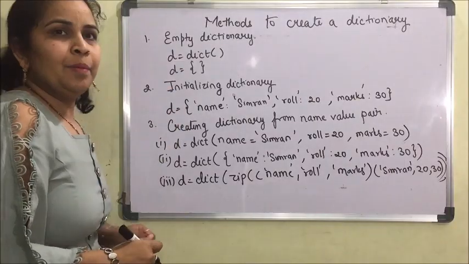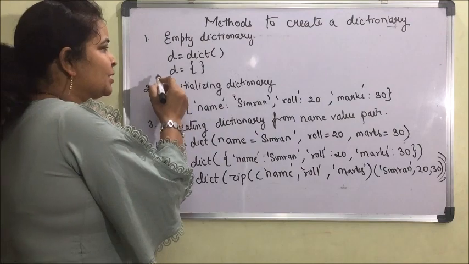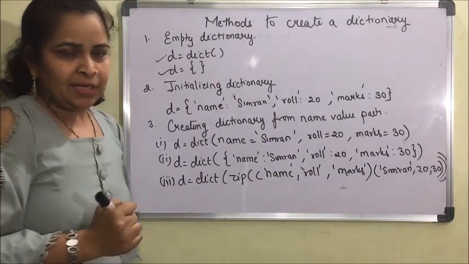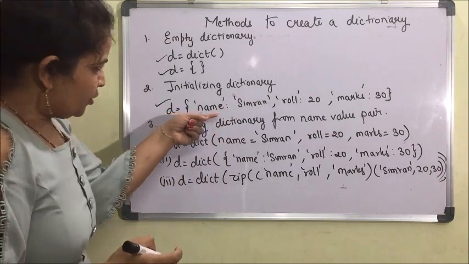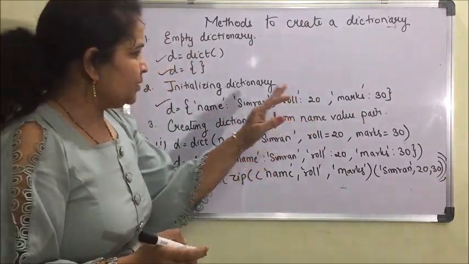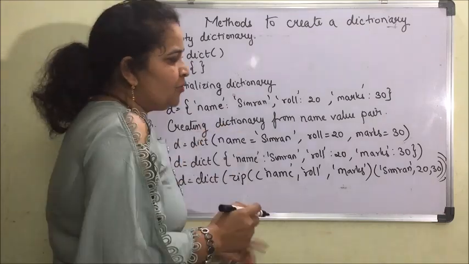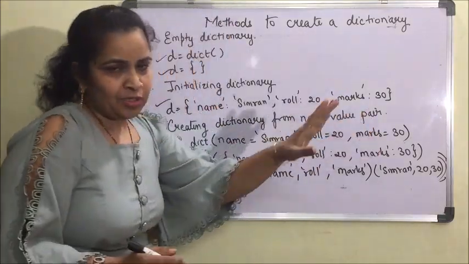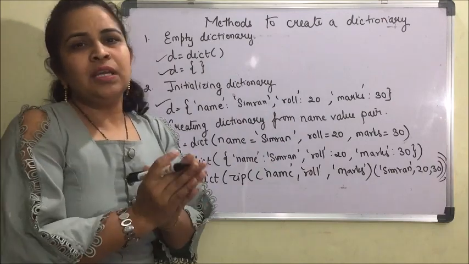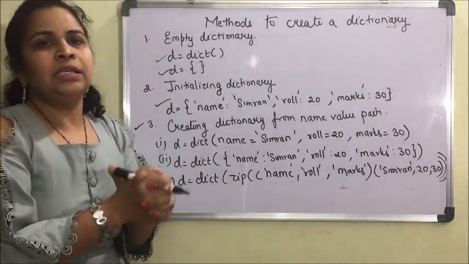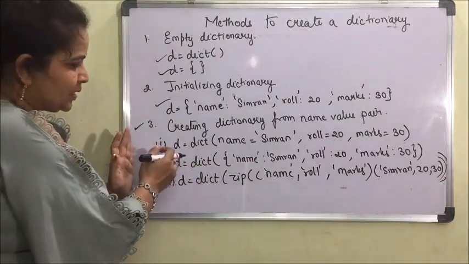So these are the different methods by which we can create a dictionary. The first method I have already explained, to create an empty dictionary. The second method already explained, to initialize it directly. Now we start with the third method, creating a dictionary from name value pairs. It has 4 methods. The first method is by using the dict function.